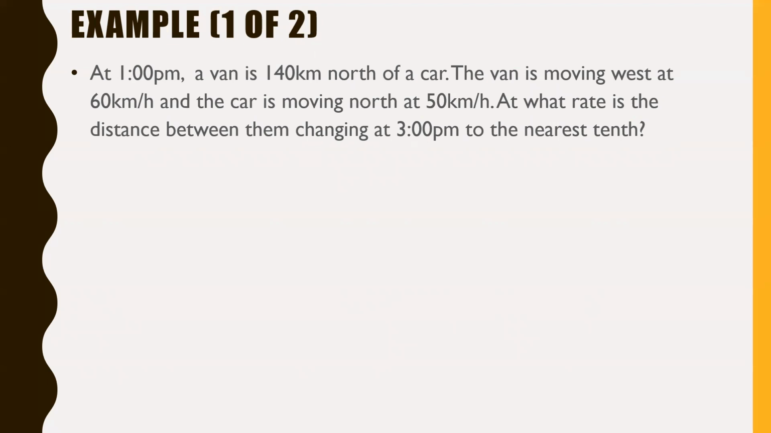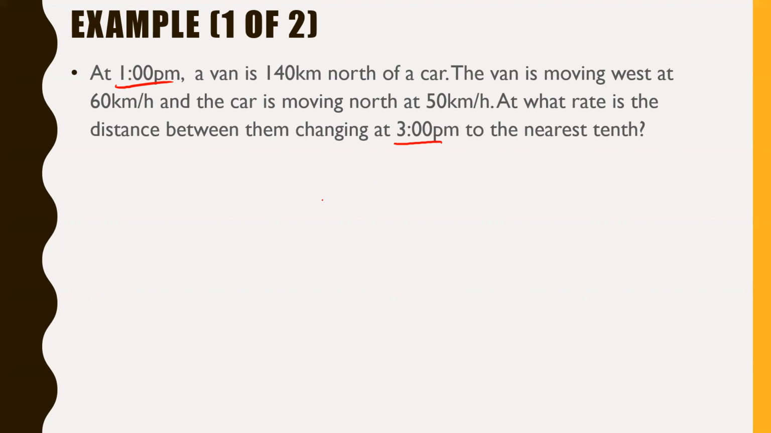Don't worry. So at 1 o'clock p.m., a van is 140 kilometers north of a car. The van is moving west at 60 kilometers an hour, and the car is moving north at 50 kilometers an hour. At what rate is the distance between them changing at 3 p.m. to the nearest tenth? First thing on this one, one thing that's just weird is having an actual hour of the day. That's kind of a silly way of putting this. Clearly 2 hours have passed.